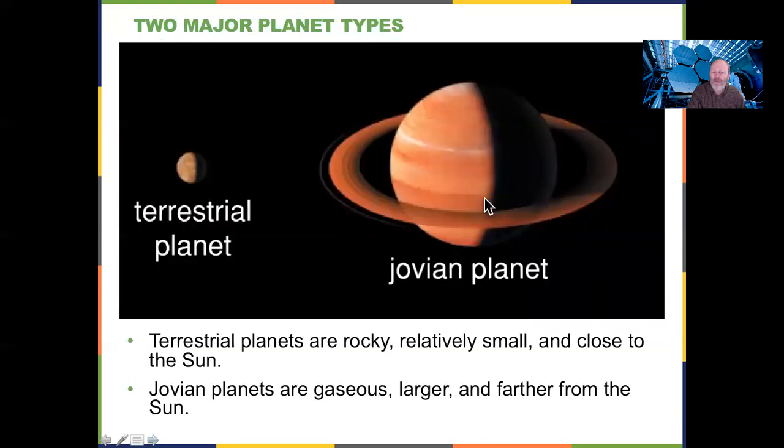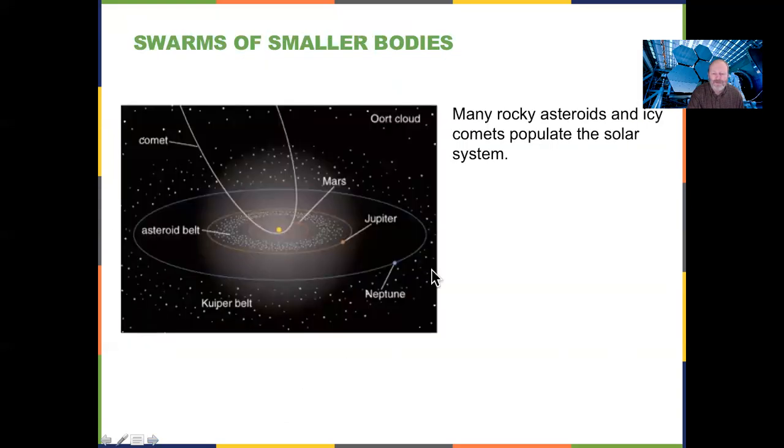There are 2 different types of planets: terrestrial planets. Those are the rocky planets: Mercury, Venus, Earth, Mars. Those are close in to the sun. Jovian planets. Jove is another word for Jupiter. So that's Jupiter, Saturn, Uranus, and Neptune.